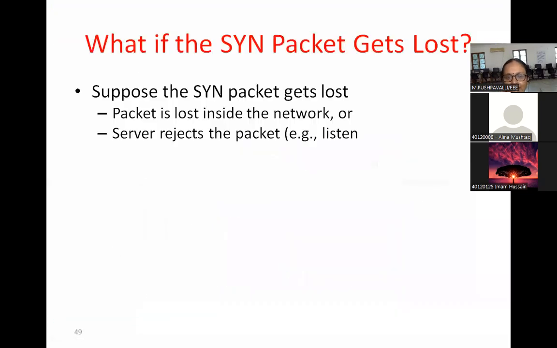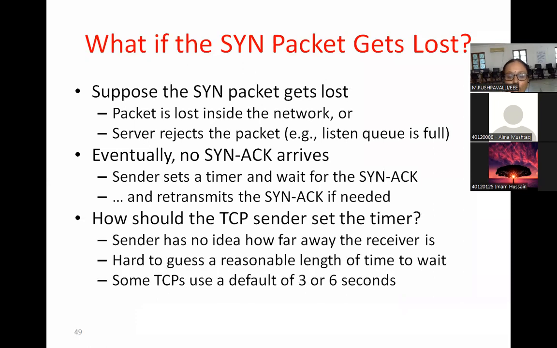Wait, what if the synchronous packet gets lost? Suppose the packet is lost inside the network, or the server rejects the packet because the queue is full. Those are the reasons, and eventually no synchronized acknowledgement arrives. There will be a timer, and in that timer I have not received any acknowledgement. How should the TCP sender set the timer? The sender has no idea how far the receiver is, so it is hard to guess a reasonable timeout length. So TCP uses a default of 3 or 6 seconds.